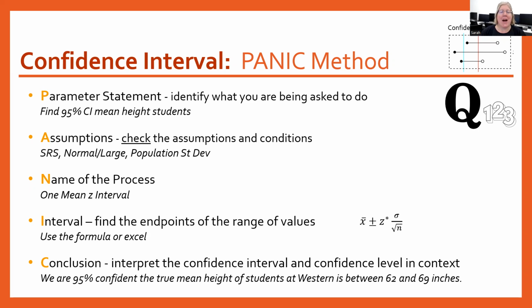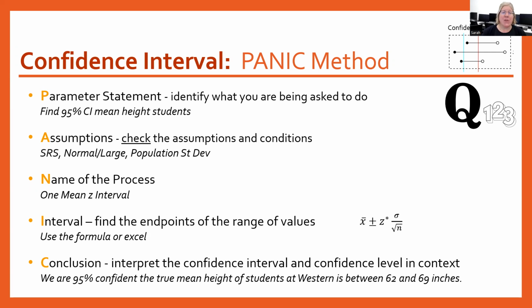The reason I use a mnemonic is it just makes it easier for students to grasp those ideas and remember them more easily. Okay, so the P in panic stands for the parameter statement. You're going to identify what you're being asked to do, such as a 95% CI, and CI stands for confidence interval, for the mean height of students. So this doesn't have to be a complete sentence. It doesn't have to be pretty. You can shortcut words. It's just a little note to help you remember exactly what you're doing here.